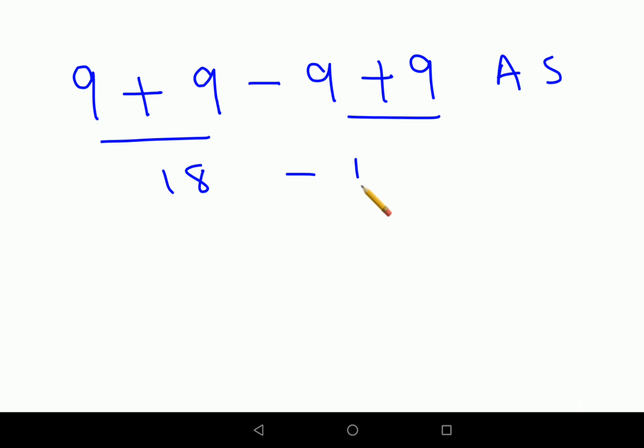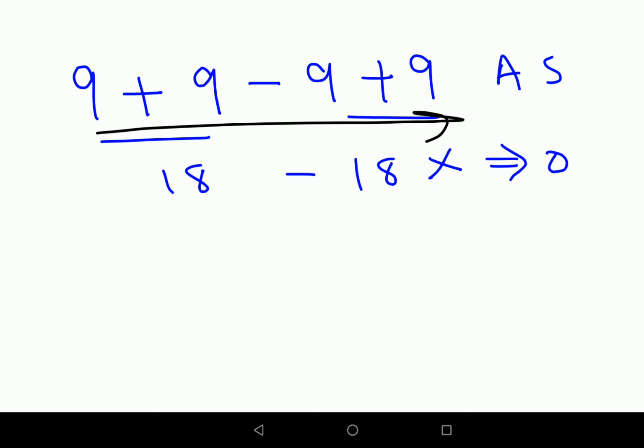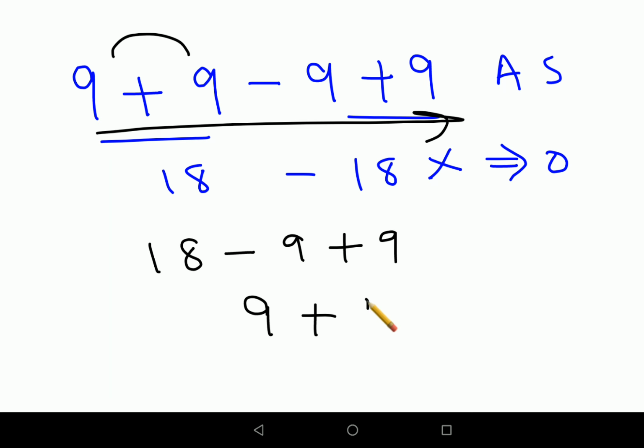18 minus 18. That is absolutely wrong. Here the answer is not 0. Please understand, here the precedence goes from left to right. So we'll do what? 9 plus 9 gets you what? 18 minus 9 plus 9. So now 18 minus 9, how much you get? That gets you just 9 plus 9. Your answer comes out to be 18. I hope this is very clear to everyone.